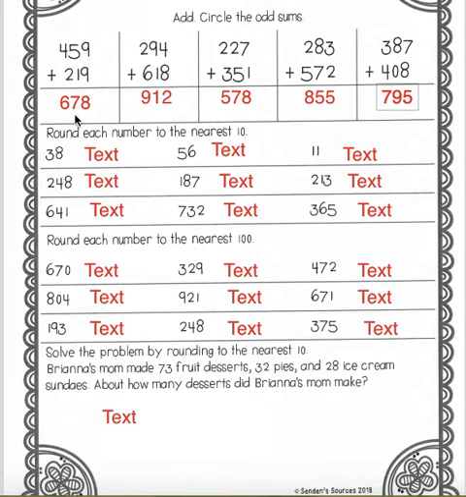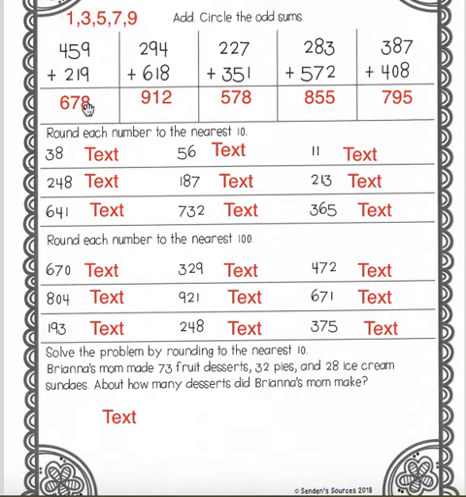So we have 678, 912, 578, 855, and 795. If you did not get all of these correct, go back, check your work, see where you made your mistake. If you did, then let's move on here. So it wants us to circle the odd sum, so we'll put our little note. 1, 3, 5, 7, and 9 are our odd numbers. So again, if it ends in 1, 3, 5, 7, or 9, then it is an odd sum.